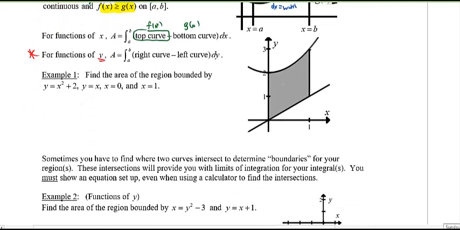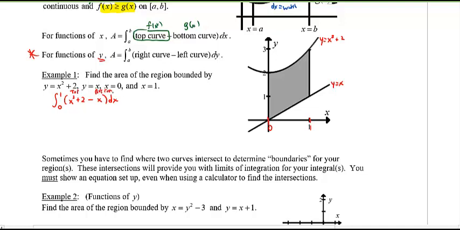With example number 1, it says find the area of the region bounded by the graph y equals x squared plus 2, that's this parabola, and y equals x, that's this line, from x equals 0 to x equals 1. So you can quickly say, oh, I know, it's the integral from 0 to 1, and it's the top function minus the bottom function. Yes, that's correct. The top curve is x squared plus 2, minus the bottom curve x, and then dx. So once again, top, and then bottom.